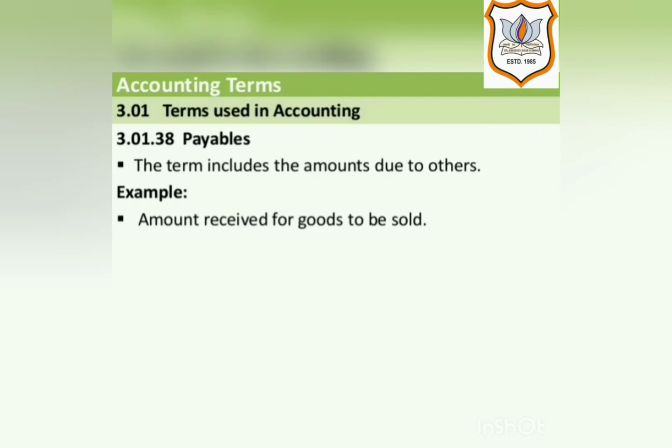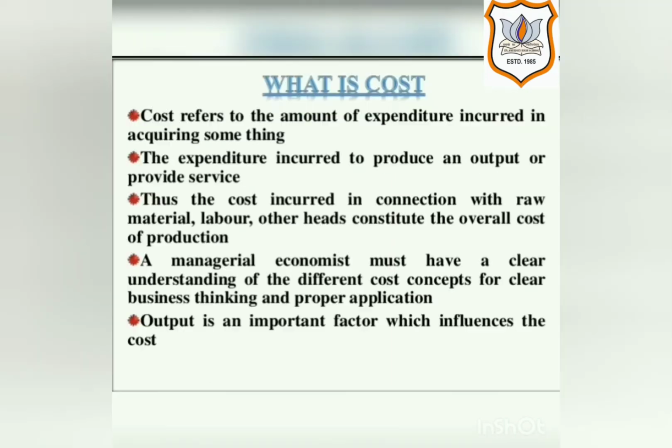In other payables, outstanding salary, outstanding wages, any expense outstanding, and pre-received incomes are included. Outstanding means money that has not been paid and is still due to be paid. All these payables are current liabilities. Now the next term is cost.